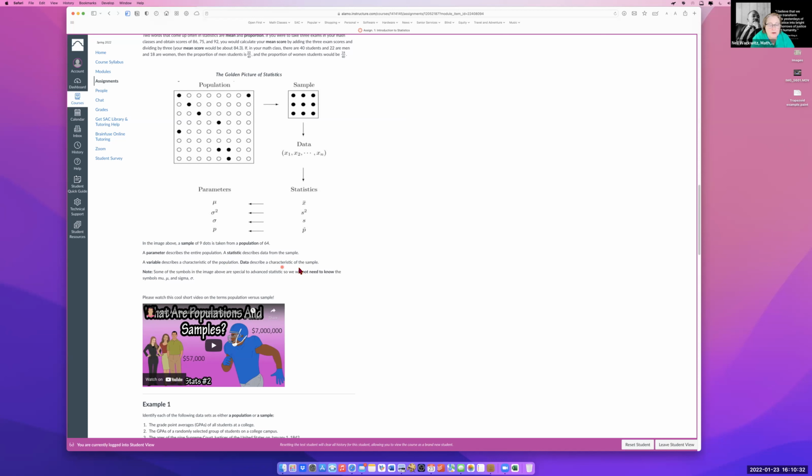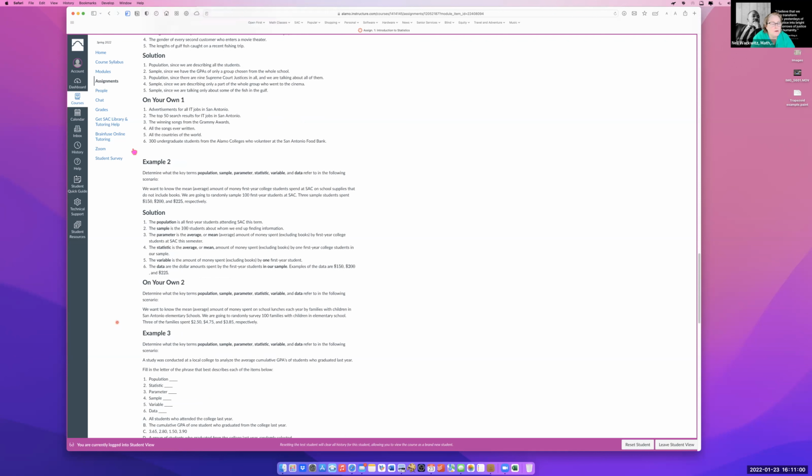Data describes a characteristic of the sample. So we're going to remember that. A sample is a part of the population. A parameter describes the entire population. A variable describes a characteristic of that population. A sample is part of the population. A statistic describes the data from the sample. And the data describes a characteristic of the sample.